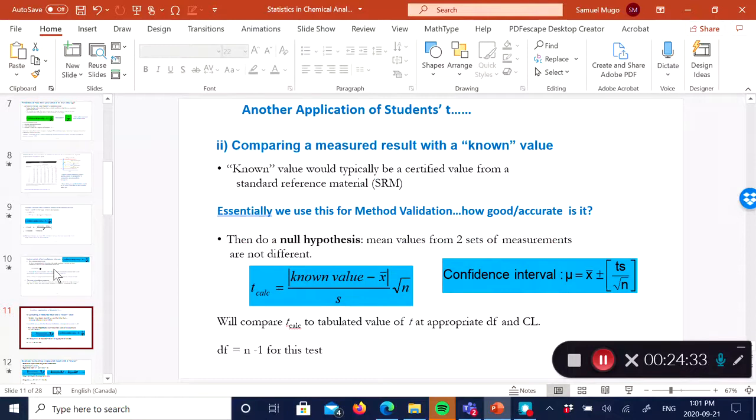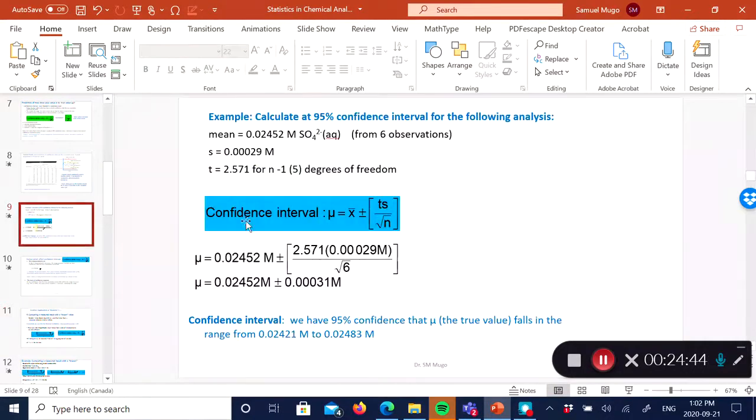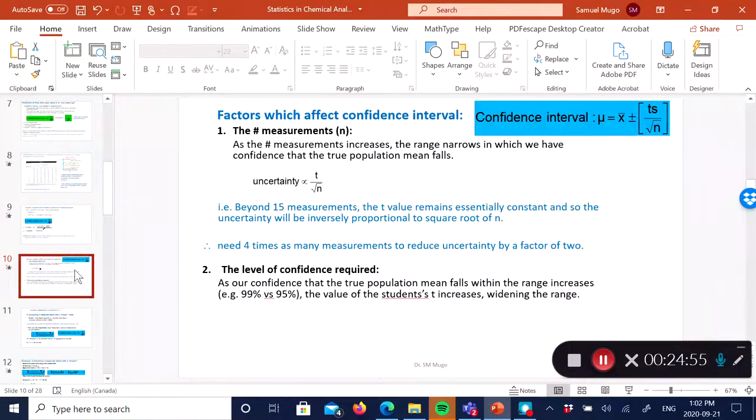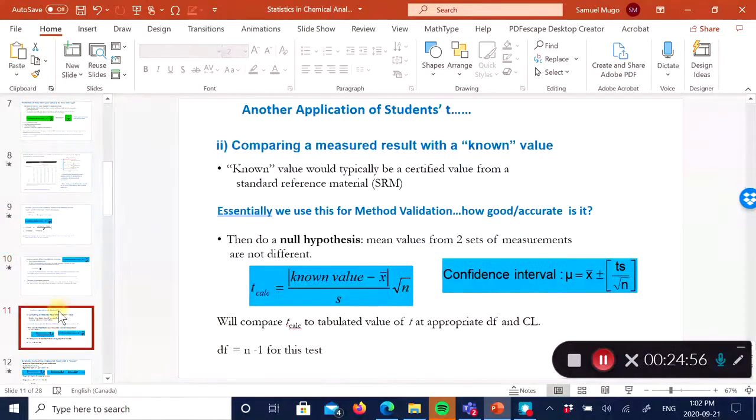So in the next lecture, I'm going to talk about the other applications of the student's T, the T table, other than just using it for the confidence interval calculations. So the other applications of the student's T, other than the confidence interval application, I'm going to talk about in the next lecture.